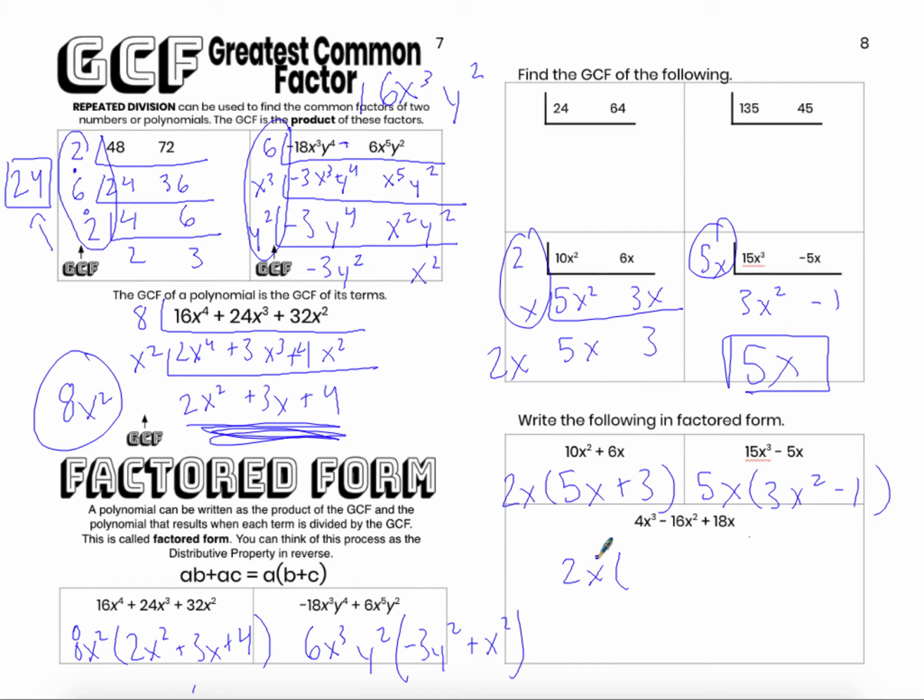And then what do I need to multiply 2x by to get to 4x to the third? What do I need to multiply 2x by to get to negative 16x squared? What do I need to multiply 2x by to get to 18x? And there I'm done. I know I'm done because this multiplies out to 4x to the third minus 16x squared plus 18x. And then also this is in fact the GCF because there's no common factor of these terms.